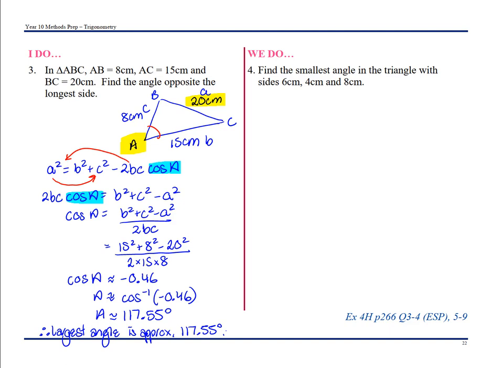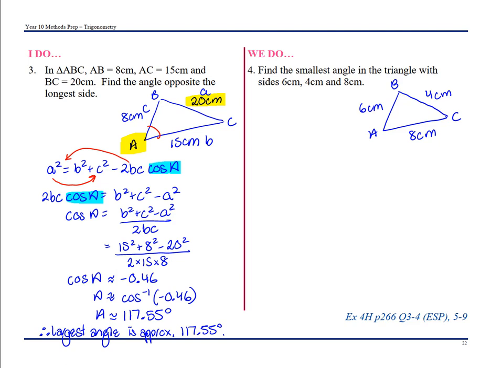You haven't got any labels, so make sure you label your triangle to make it easier so you can follow my solution. Let me draw the triangle: 6 centimeters, 4 centimeters, 8 centimeters, and we'll label it A, B, C. So that's your starting point. You're trying to find the smallest angle in the triangle. Now, the smallest angle is opposite the smallest side. Okay, so have a go.